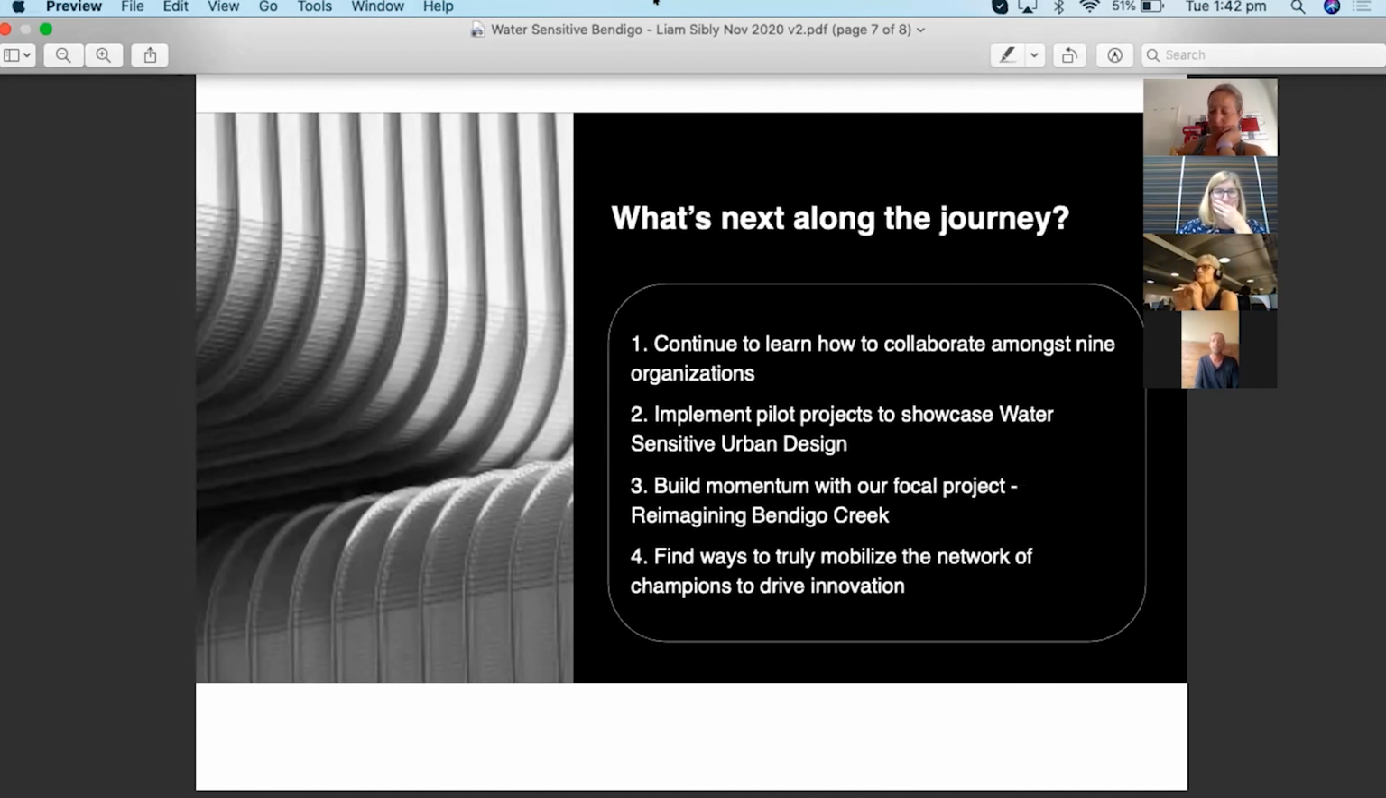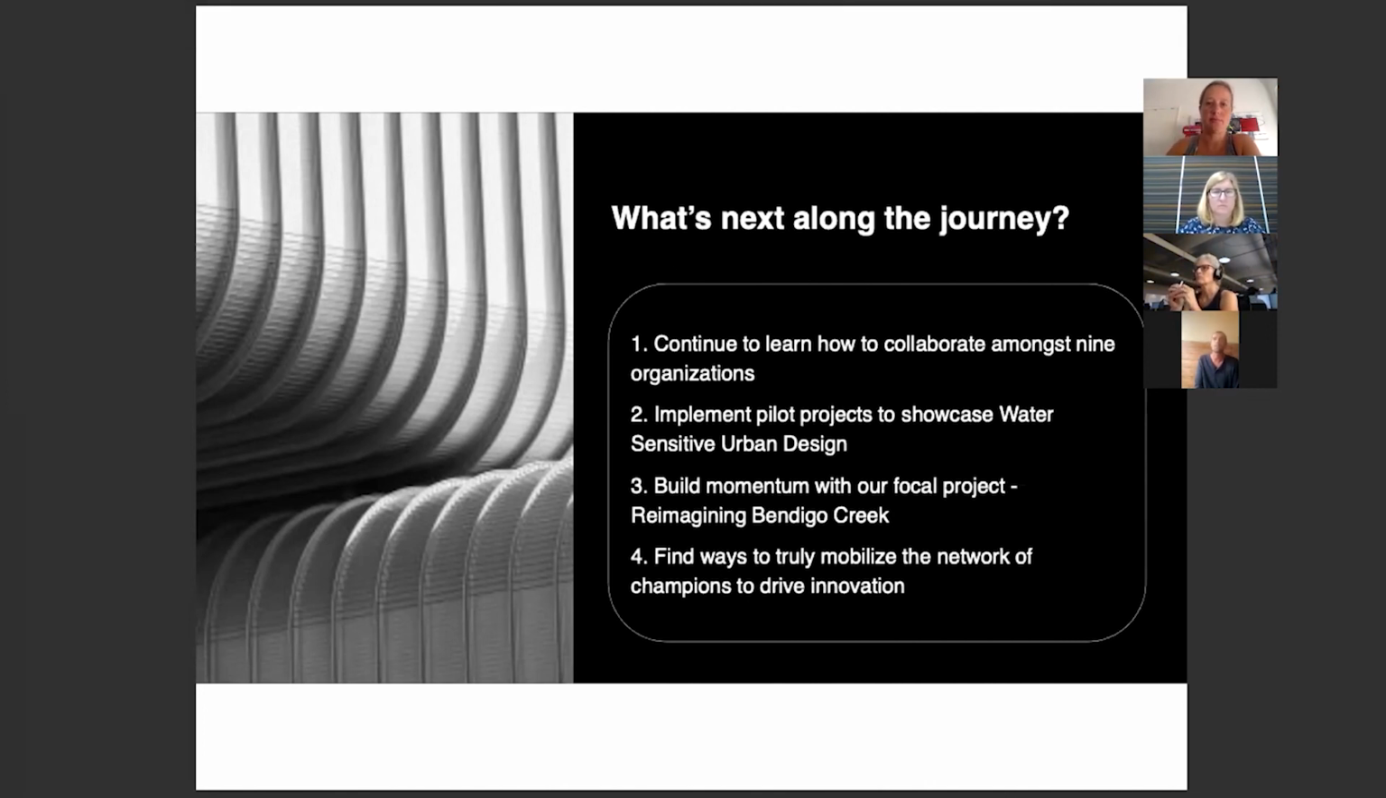And then lastly, we really need to find good ways to get the network of champions to drive innovation. We're getting them to come along to meetings and a few things like that, but getting them to go to the next step is going to be a really interesting one. We've been fortunate to have a leadership program where 2 teams joined from the Water Sensitive Bendigo network, and they're trying to develop their leadership, but also do projects that can drive some change. So we'll nurture that the best we can, but there are also lots of other ways we're going to learn how to mobilise our champions.